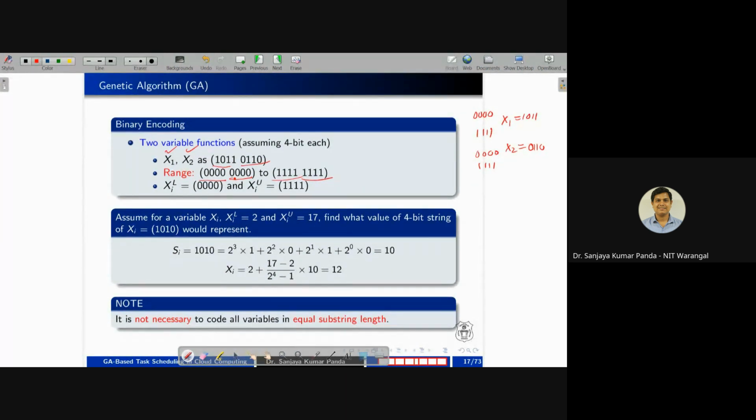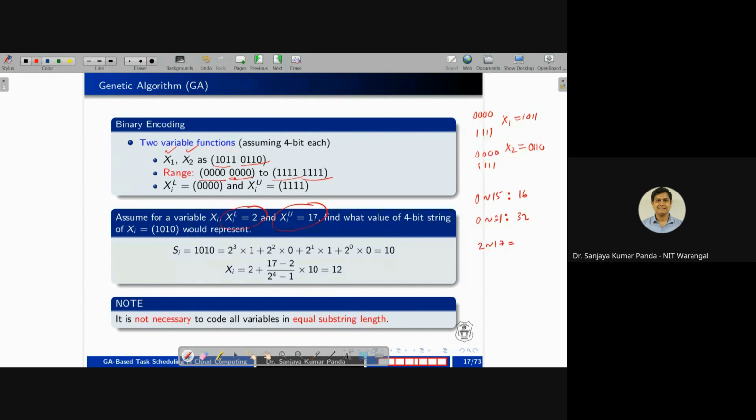For example, not necessarily always the limit is in the range of 0 to 15. With 0 to 15, the total number of possibilities is 16. If I go for 0 to 31, the number of possibilities is 32. So not necessarily will you always get an appropriate range. Sometimes the lower limit is given as 2 and the upper limit is given as 17. So 2 to 17 also, as with 0 to 15, you can say the maximum number of possibilities is 16.